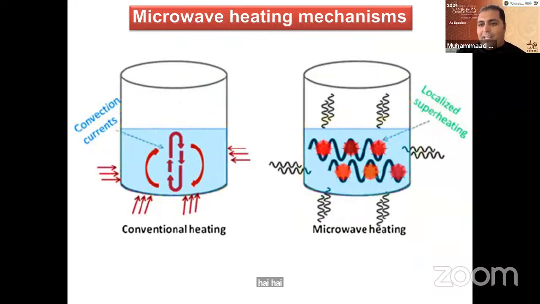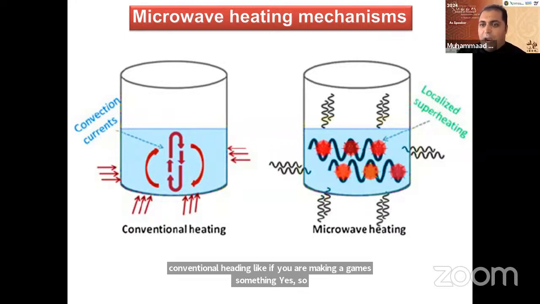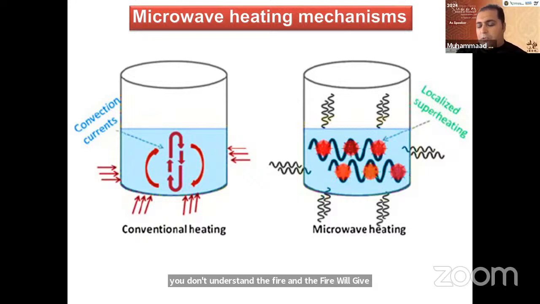So the principle of microwave is, if you compare it with conventional heating, like if you are making tea on a gas stove, you have to turn on the fire, and the fire will give the heat from outside, and the heat will move from outside to the inside. Instead, when you are heating something in a microwave oven, it actually generates heat inside the material, and the heat moves from inside to outside.